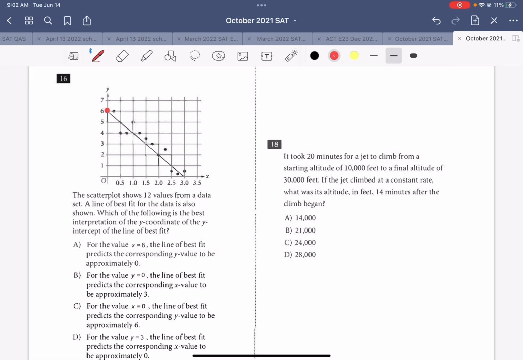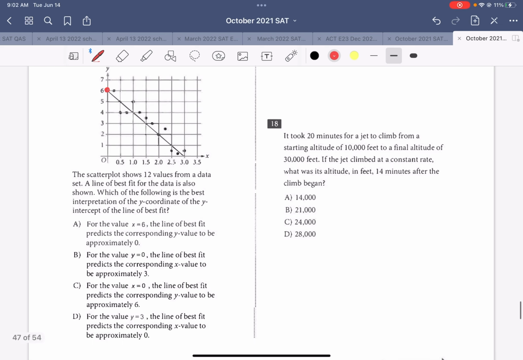That's what it meant. Initially, it should be when x equals 0, right? The line of best fit predicts the corresponding y value to be approximately 6. That's what the y-intercept means: when x equals 0, it predicts the corresponding y value to be approximately 6.